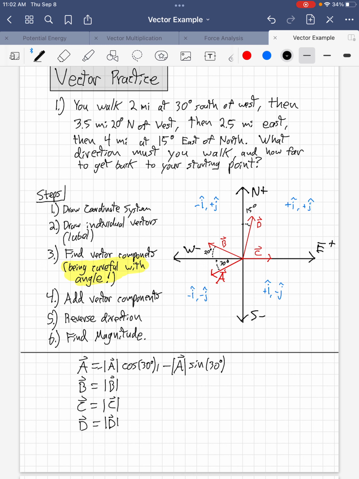Oh, so that's the i component. This is the j component. All right, so we've got that. Both our i component and j component are negative because we're in that quadrant. Now let's look at B.